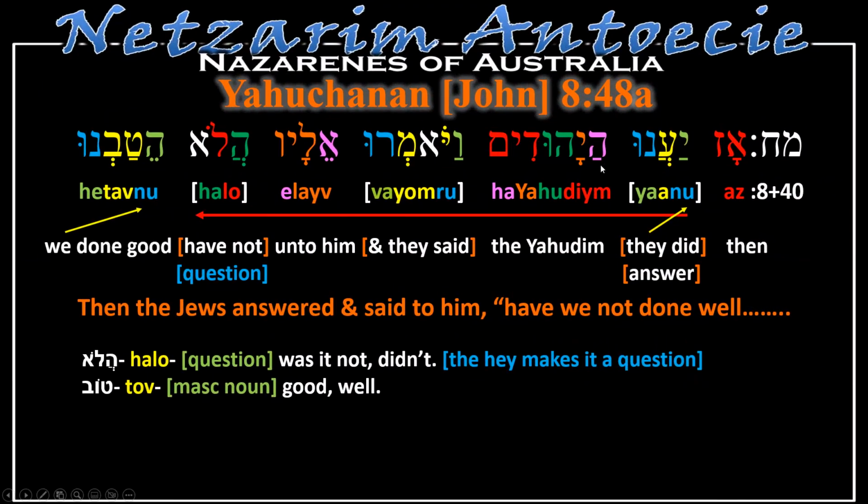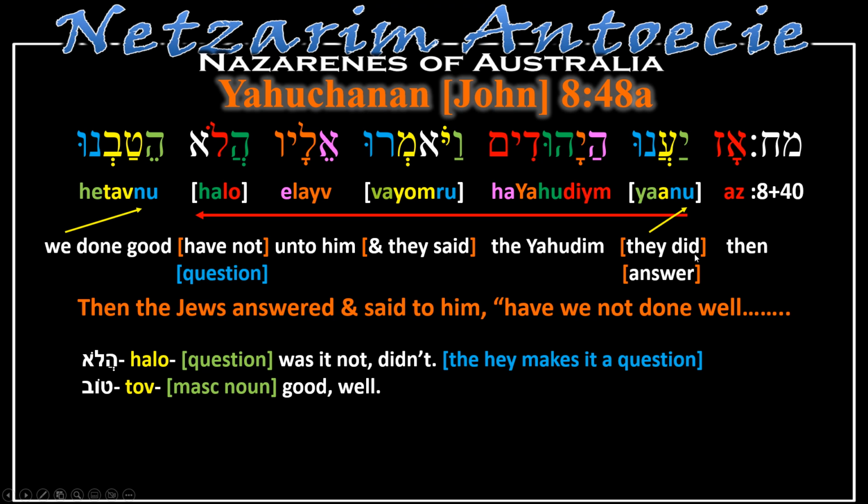And so we come to 48a. We have a mem, 40, and a chet, the eighth letter of the alphabet, has a value of 8. Then we have aleph, zayin, yod, ayin, nun, vav, hey, yod, hey, vav, dalet, yod, mem safit, vav, yod, aleph, mem, resh, vav, aleph, lamed, yod, vav. Hey, lamed, aleph, hey, tet, vet, nun, vav. So we read, ha'lo, meaning then.